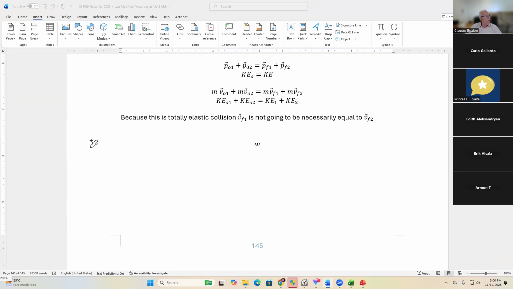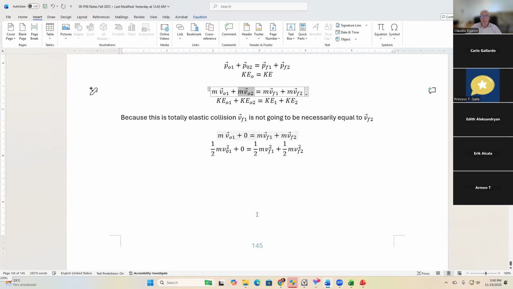And then we're going to apply all the conditions that we already know in our problem. Initial velocity of 2 is 0, so this term becomes 0. Because the initial velocity of 2 is 0, then the initial kinetic energy of 2 becomes 0 as well. At this point, I do not know the final velocity of 1 or the final velocity of 2. If you're solving this problem for the first time in your life, you would not know them. And I'm going to prove that it's going to be exactly what you saw there. Okay?